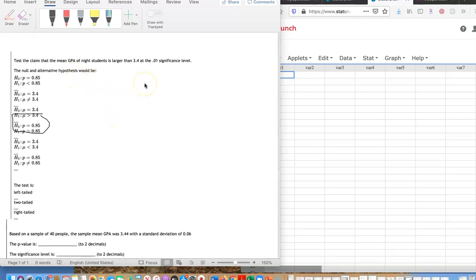Test the claim that the mean GPA of 9th students is larger than 3.4 at the .01 significance level. Identify the null and the alternative hypothesis. The null is always supposed to be the equal to. And I have drawn this earlier, so it's at the wrong spot now.